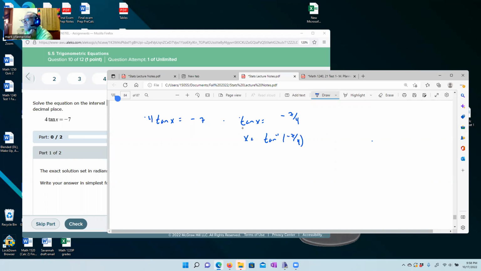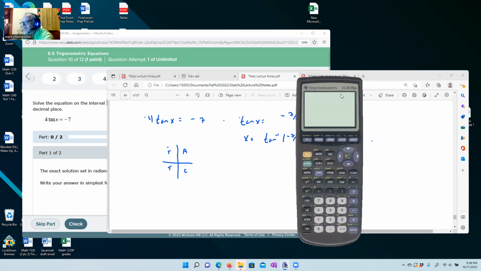The reason I went straight to an inverse function was because we are not required to know this particular fraction. This is not a known angle, not one of the easy angles we're supposed to know. But we can go back to our All Students Take Calculus. Where is the tangent a negative number? That's going to be in quadrant 2 and in quadrant 4.